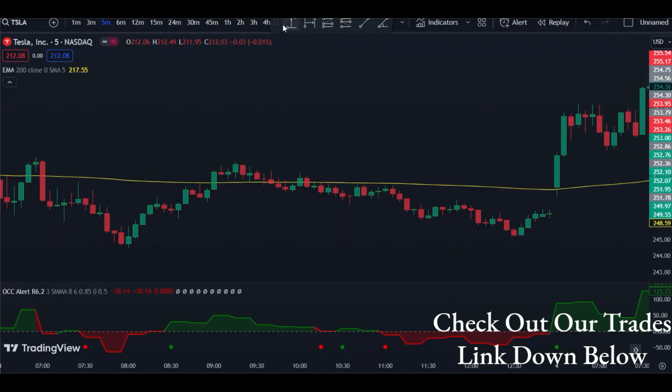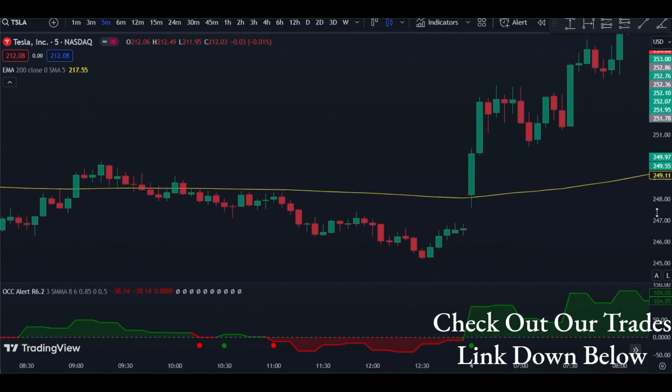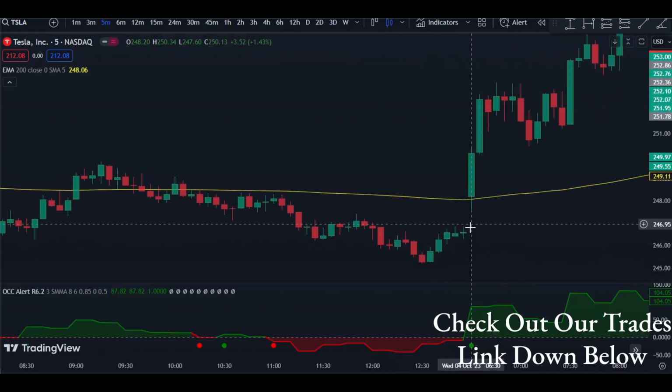You want to keep in mind that there are a few complications with this strategy. The first one being you always want to avoid news. So you can see these huge candle breaks, at least for the price in Tesla.